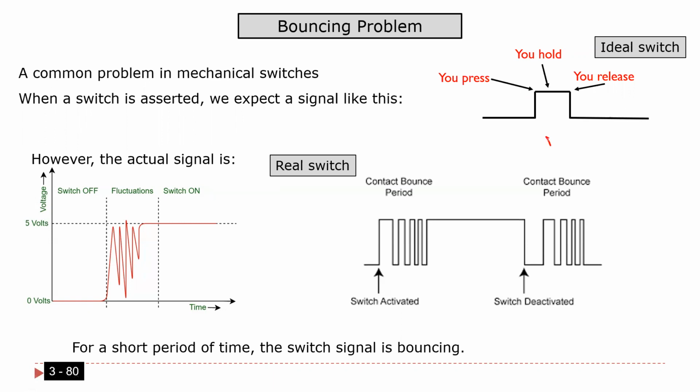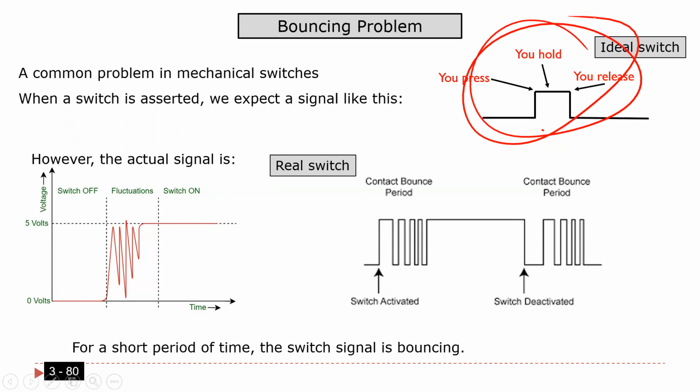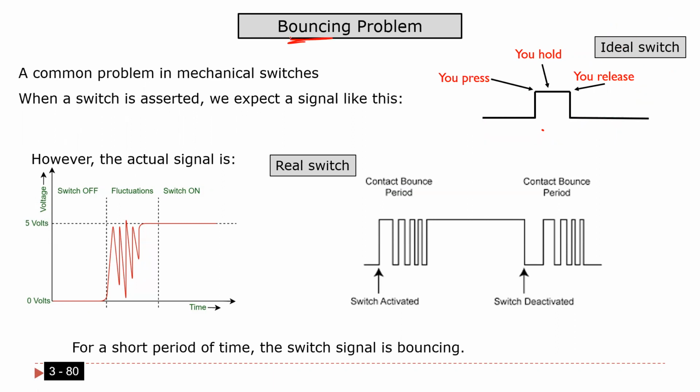Okay. This is an ideal switch. This is not in reality. In reality, it's not going to be this way. Why? First, how is it going to look in reality, and why? If your switch is an ideal switch, that's what you should see. You have to see the signal this way, okay? However, we have what we call the bouncing problem. In reality, you have to see something like that, okay?